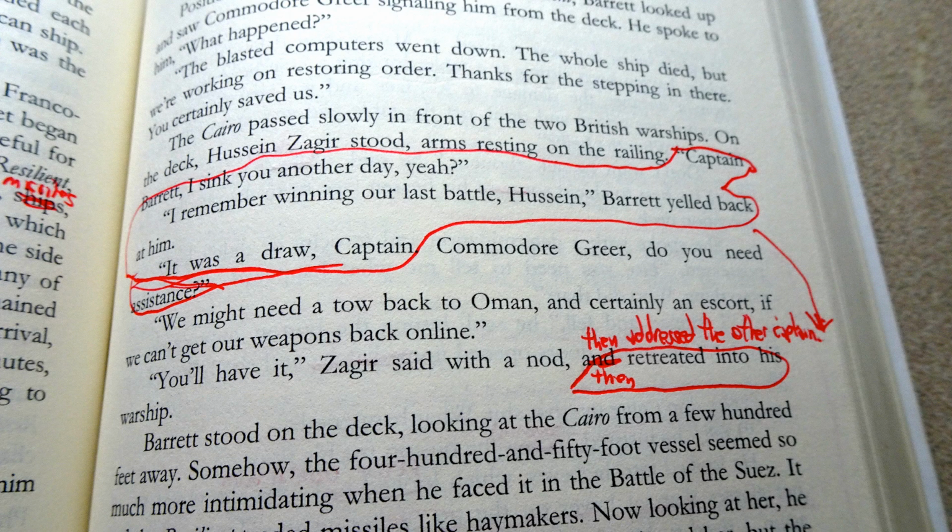This is a captain from Egyptian Demise, where this Egyptian captain gets in a naval battle with this British captain, William Barrett. And right here I have this line where they're jabbing each other back and forth, teasing each other in a way. Sort of like, hey, we'll have another fight another day.